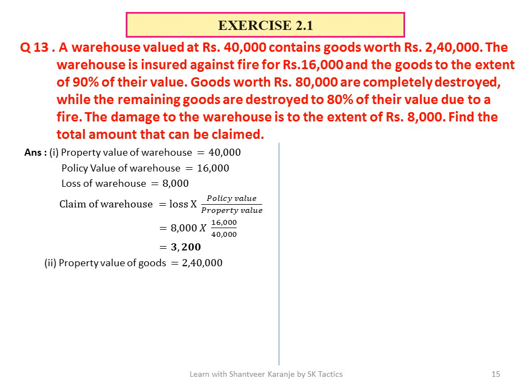Now we calculate the claim of goods. For that we need policy value, property value and losses. So property value of goods is given as 2,40,000. Policy value of goods is given in percentage, 90% of their value. So 90% of the 2,40,000 is 2,16,000. It is the policy value.